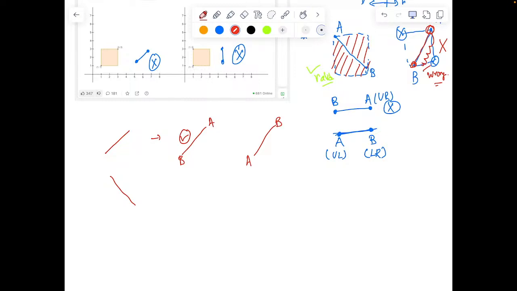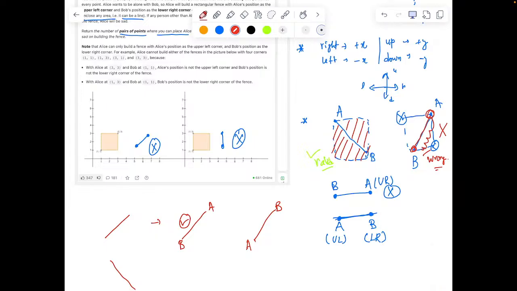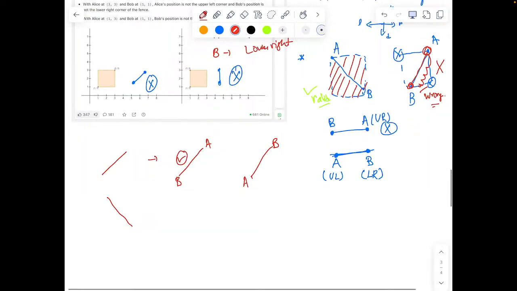So no matter whatever you do, A will always be, what can we say? It will be upper. No, it cannot be upper, it is lower because B is higher. So what is required? Let me write over here. For A, it is upper left. B, it is lower right. Okay. A is clearly lower here, so it is rejected.